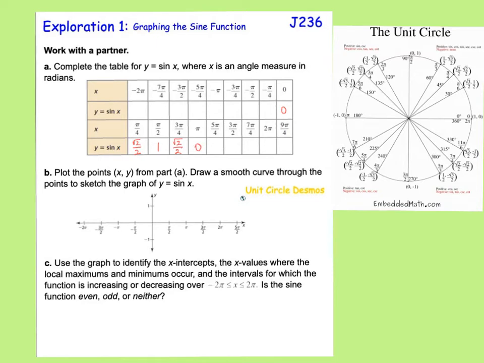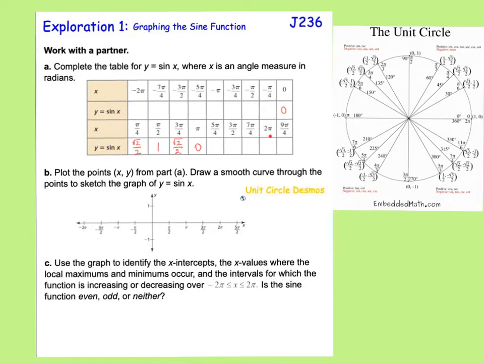So now let's move to the next one, which is 5 pi over 4. So the sine is negative root 2 over 2. Then the next one is 3 pi over 2. So the sine is negative 1. So that's going to go here. 7 pi over 4 is here. So the sine value is negative root 2 over 2.